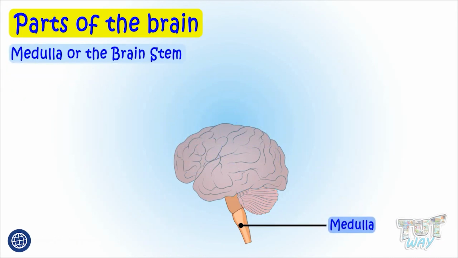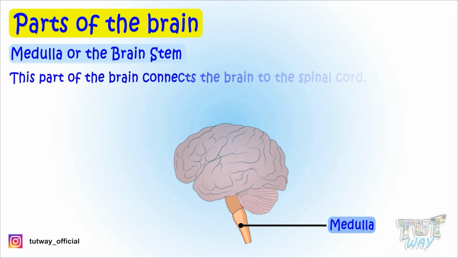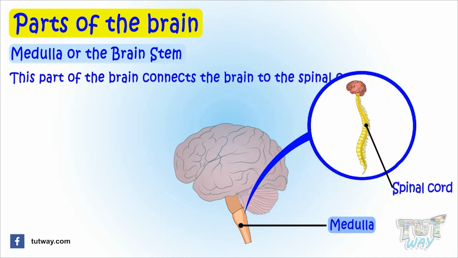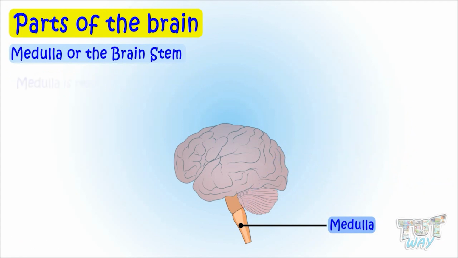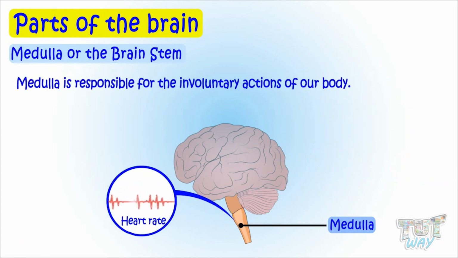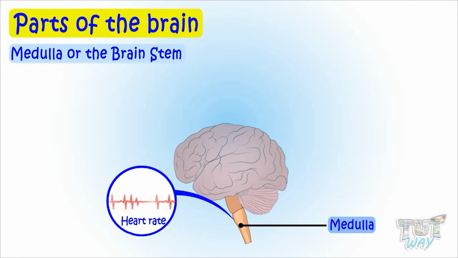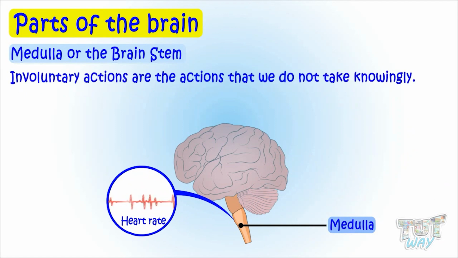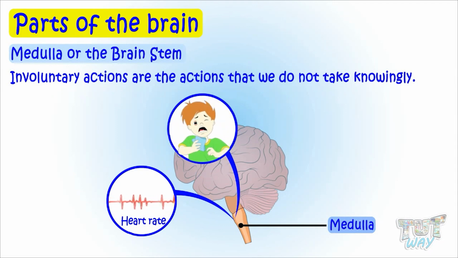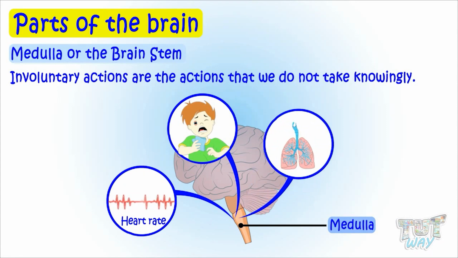Medulla, or the brainstem. This part of the brain connects the brain to the spinal cord. Medulla is responsible for the involuntary actions of our body. That is, actions that we do not take knowingly, like sneezing, our heartbeat, our breathing, movement in the stomach, and many other functions that happen in our body. And we do not take these actions knowingly, they are just happening on their own. These functions are controlled by the medulla of the brain.